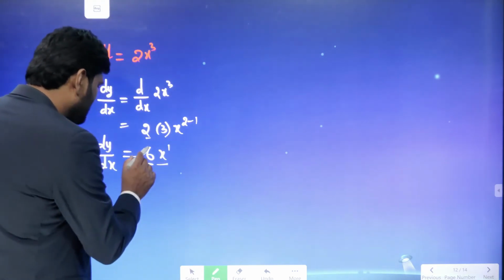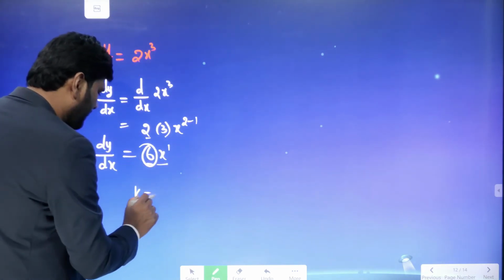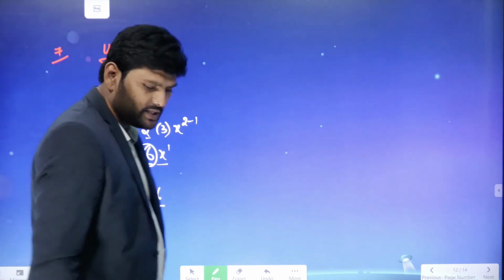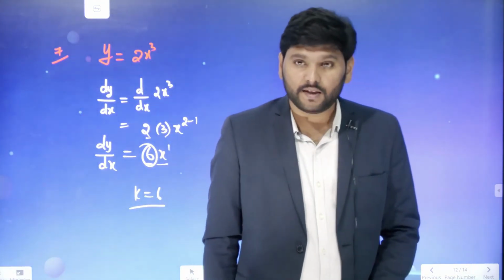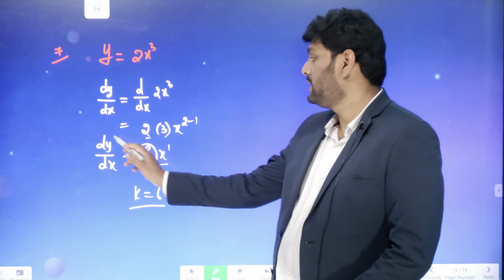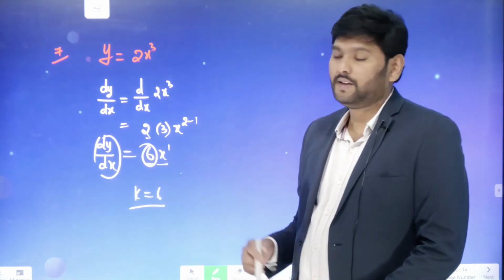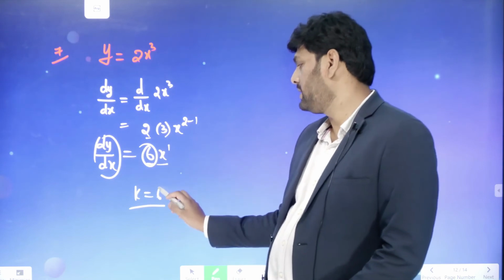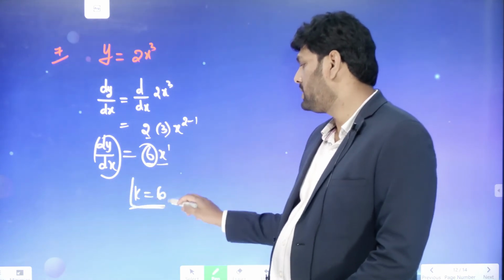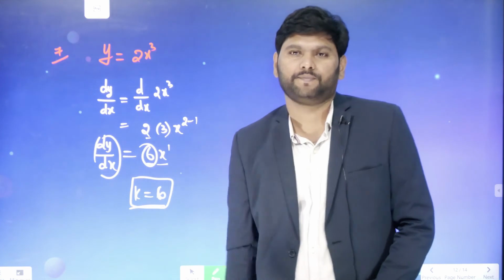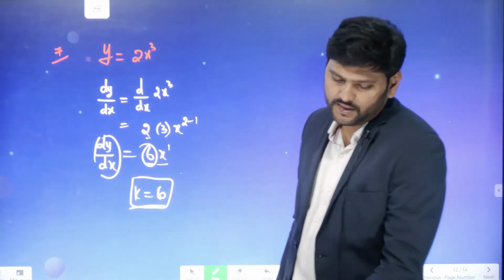So what is the value of k here? The k value is 6, simple. Because the gradient was said to be k times x, right? When the gradient is k times x, then the k value becomes how much, students? 6. So that is the way we simply do it.